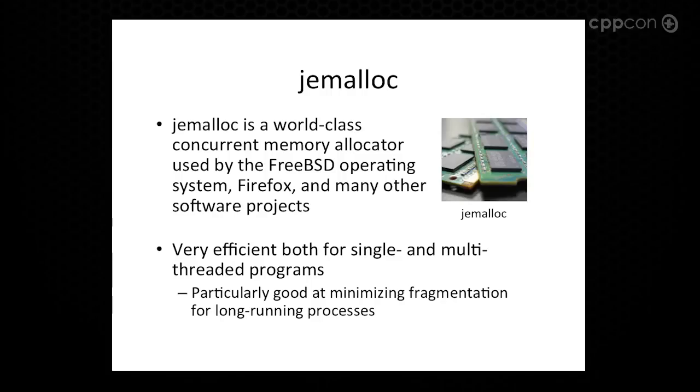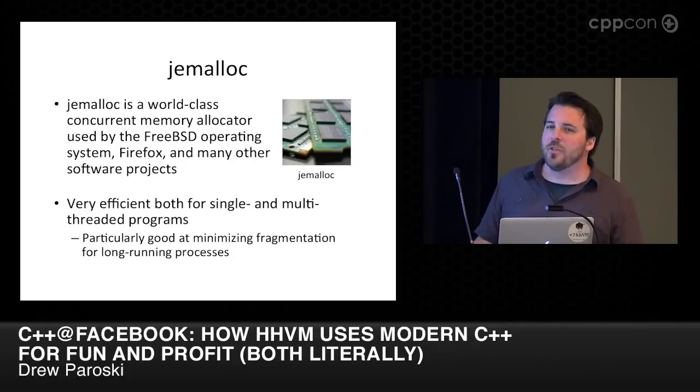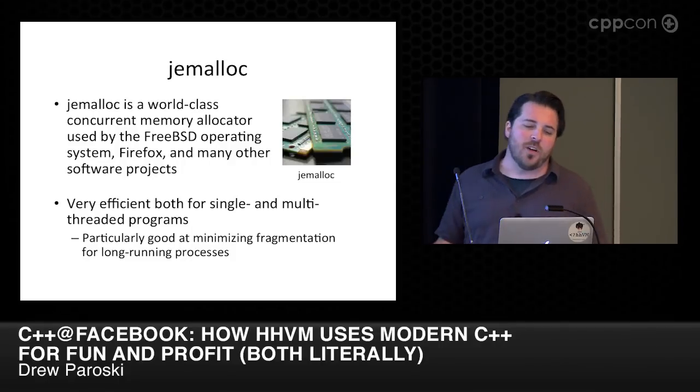And jemalloc is actually developed by Jason Evans, who's one of the engineers who started HHVM back in 2010 together with me and Keith Adams. So it was great having him on the team. Obviously, he knew the allocator very well. And like I said, really efficient. It's the default allocator in FreeBSD, or at least it's the one the operating system uses. It's also used in a couple of versions of Firefox and a bunch of other software projects.